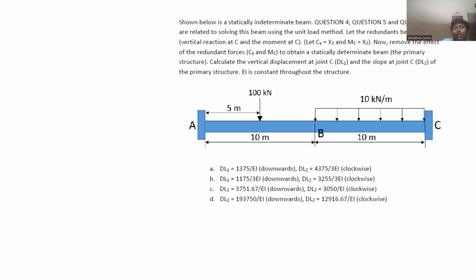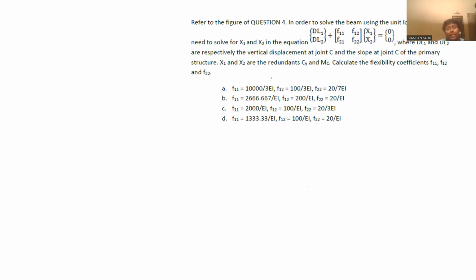Now, wait a moment. In this question also they are asking us to solve using the unit load method. So we have solved the first 3 questions. Now this question also has the same thing.